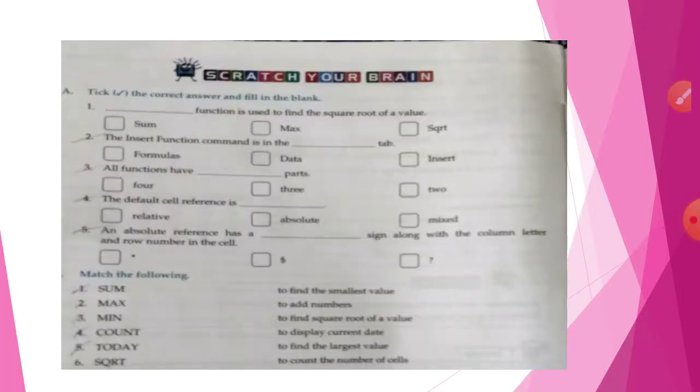Now we will start with our exercise. This is our first part. Question A, tick the correct answers and fill in the blank. First, dash function is used to find the square root of a value. Which function is used to find the square root? SQRT, that is the square root. Second, the insert function command is in the dash tab. Obviously it is in the insert tab. Third, all functions have dash parts. Functions have only two parts.